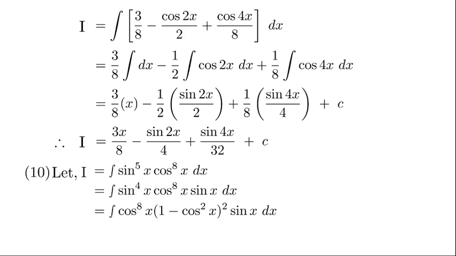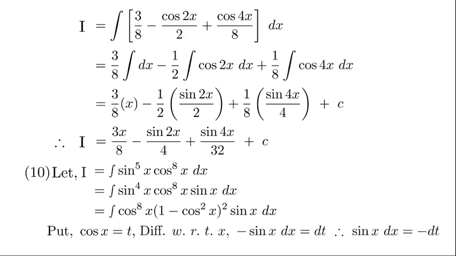We proceed this way, and if it works out to be the other way around, if the power of sin is even and power of cos is odd, that time we take cos out from the cos term, so that I can substitute sin x equal to t. So here now we substitute cos x equal to t, therefore minus sin x dx is dt, so sin x dx will be minus dt, and wherever we have cos x, it's replaced by t, so it becomes t raised to 8, 1 minus t square whole square, minus dt.